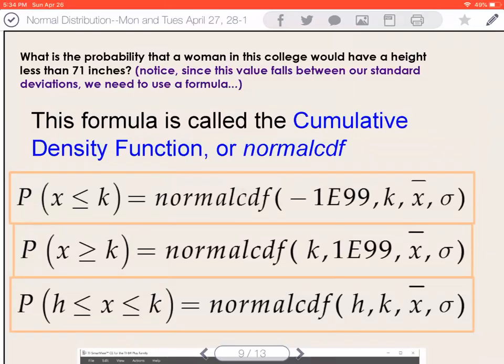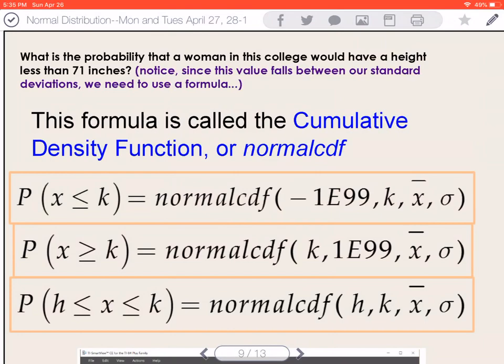Today we're going to finish up our lesson that we started yesterday on normal distribution. All right, so first of all, the first question that we see here is what is the probability that a woman in this college would have a height less than 71 inches? So if we refer back to yesterday's lesson, specifically example 4, it says the heights of 3,000 women at a particular college are normally distributed with a mean of 65 inches and a standard deviation of 2.5 inches.